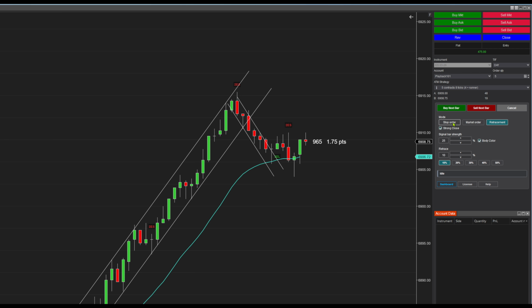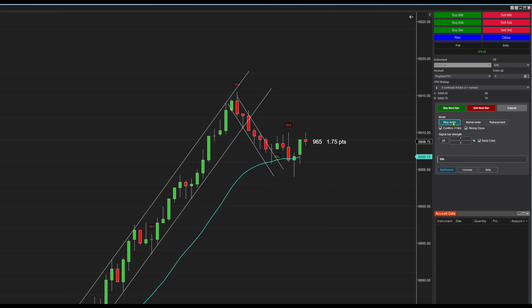So normally you would use stop order, which means that you buy or sell one tick past the signal bar. So if this is the signal bar, you want to buy here, right? So that would be stop order, and then this has to be checked, confirm plus one tick.